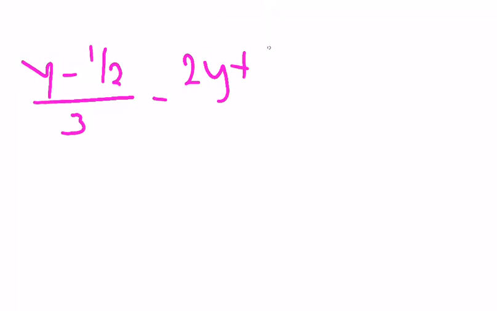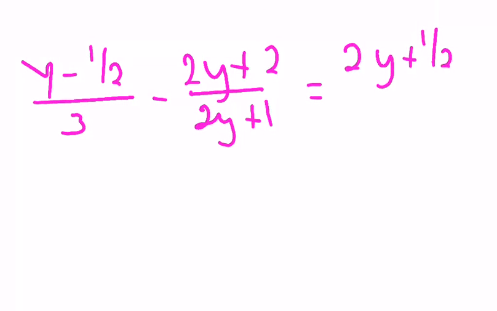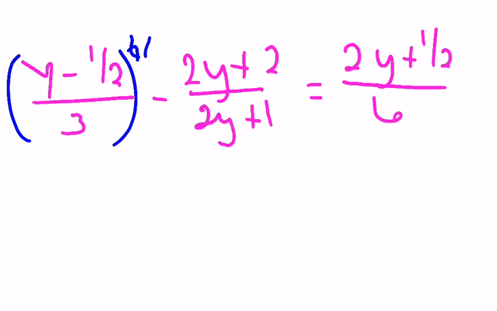Next example, this is our final example. Y minus 1/2 over 3 minus 2y plus 2 over 2y plus 1 equals 2y plus 1/2 over 6. Here we need to look at our denominators again. 3 goes into 6, so we'll want to use the 6, but then we also need the 2y plus 1. So we're multiplying every one by the 6 times 2y plus 1.